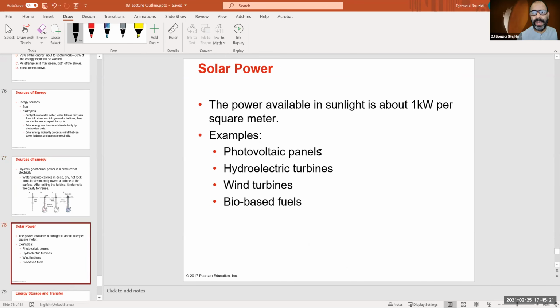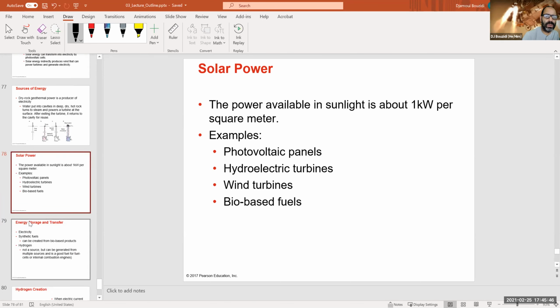We have photovoltaic panels and hydroelectric turbines, the waterfall for producing power, for example, on the Hoover Dam. That is actually a weather process, the weather taking the water from the oceans and going through the water cycle. And the source for that is still the sun. Then wind turbines and biofuels. So that's basically some of the energy sources.